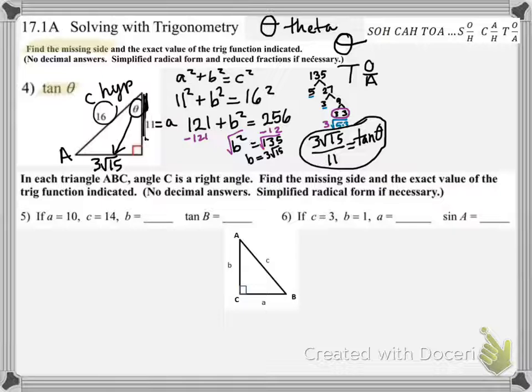Okay, let's look at the next one. In these triangles, ABC, angle C is a right angle. And we're going to assume that a right triangle works that way unless they tell us otherwise. We're going to find the missing side, the exact value of the trig function indicated. No decimal answers. Simplified radical form if necessary.